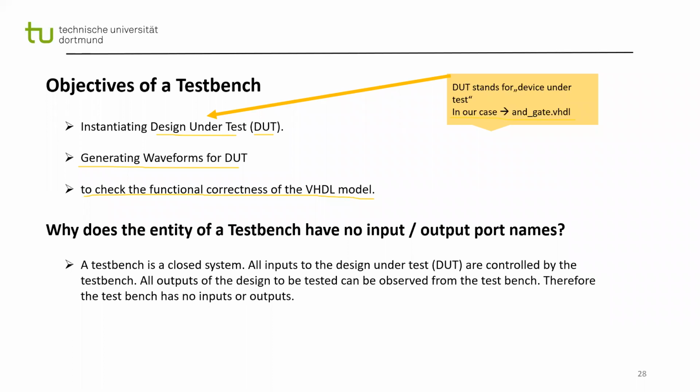As we have discussed in the previous slide, the entity declaration part in a Testbench has no input and output port names. It's because a Testbench is a closed system. All inputs to the design under test are driven by the Testbench. All outputs from the design under test can be observed by the Testbench itself. Hence, this is why the Testbench has no inputs or outputs.